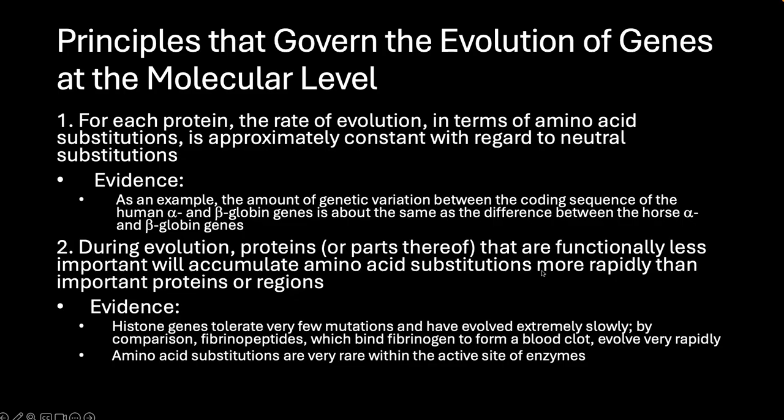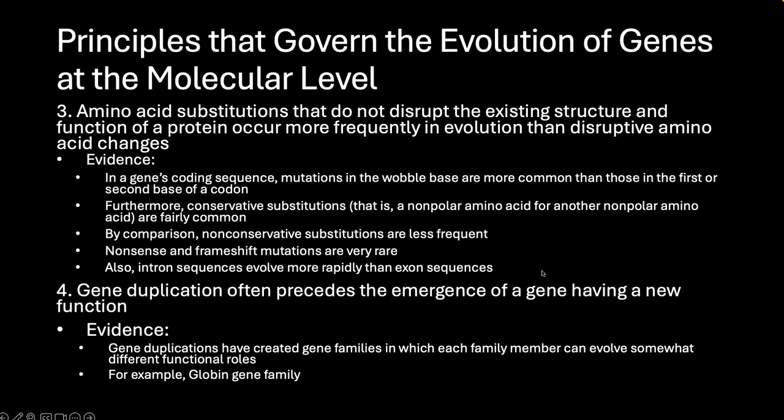The second principle is that proteins or parts of proteins that are less functionally important will accumulate amino acid substitutions more rapidly than important proteins or regions. We see multiple examples of this in things such as histones, which tolerate very few mutations. Additionally, amino acid substitutions in active sites of enzymes, that is, the part of the enzyme that interacts with the other molecules, are very rare.